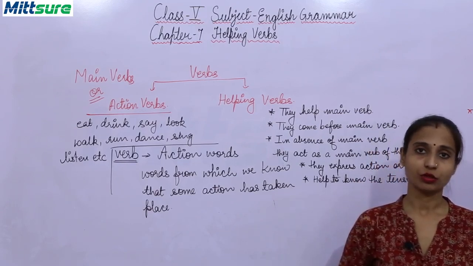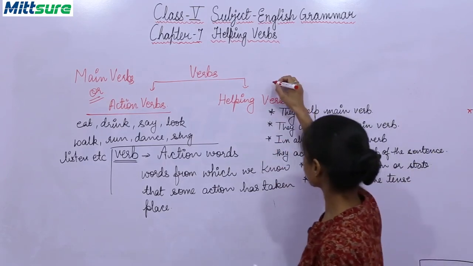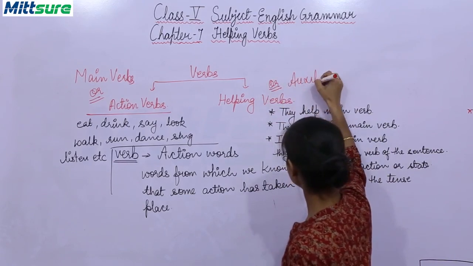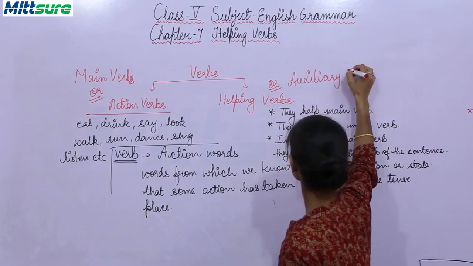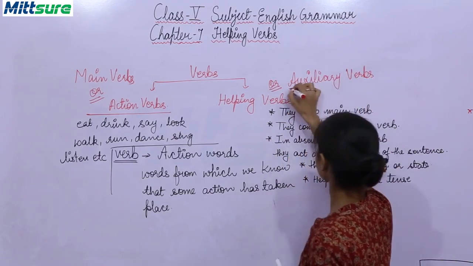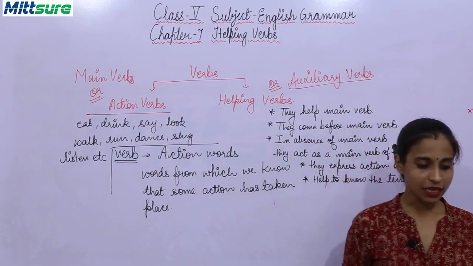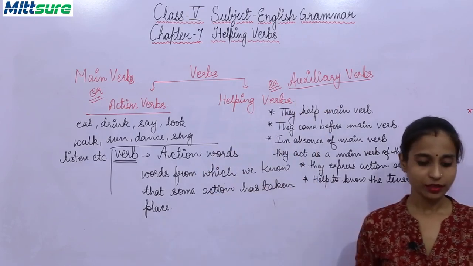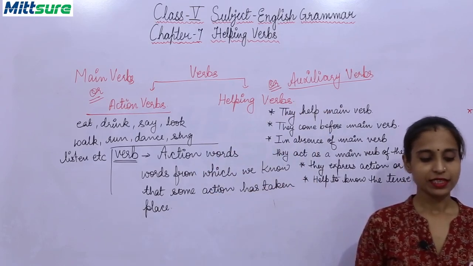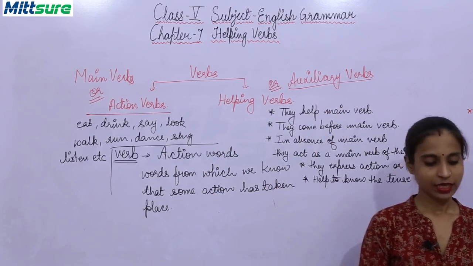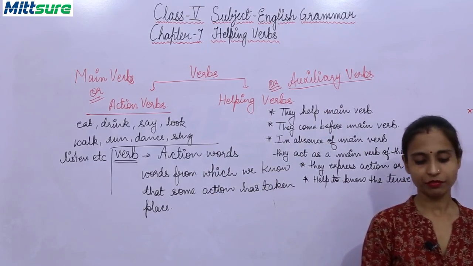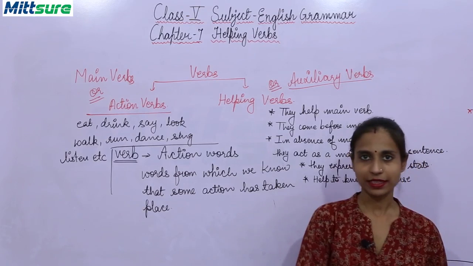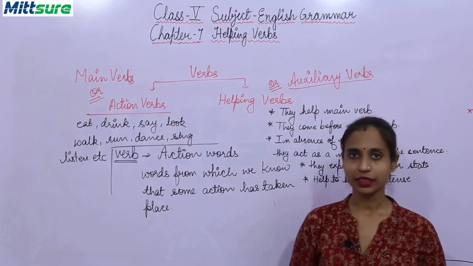Helping verbs are also called auxiliary verbs. They are also known as auxiliary verbs. All right. Helping verbs are the verbs that stand just before the main verb. They give us the idea of time. Then, helping verbs have different forms. They can be in present tense, they can be in past tense, and they can be in future tense.